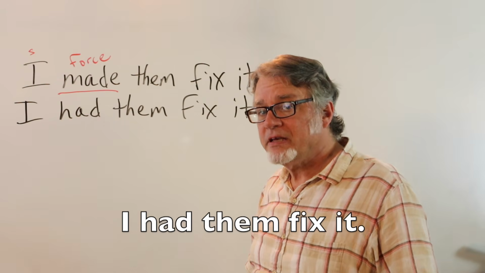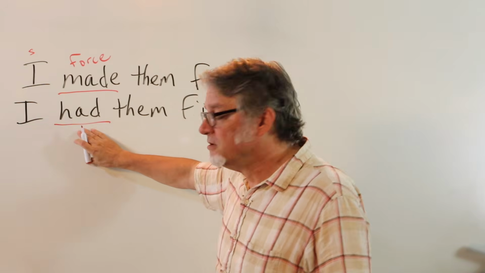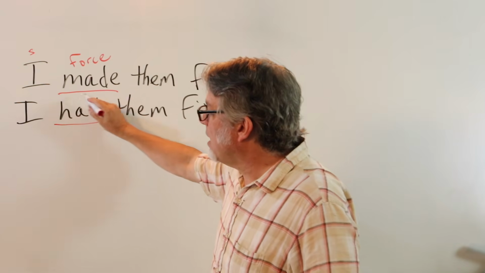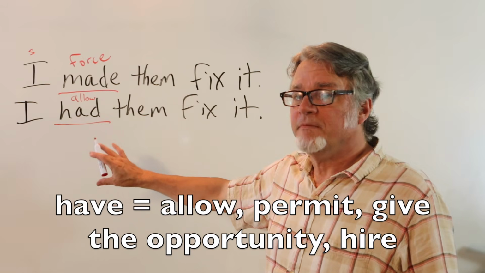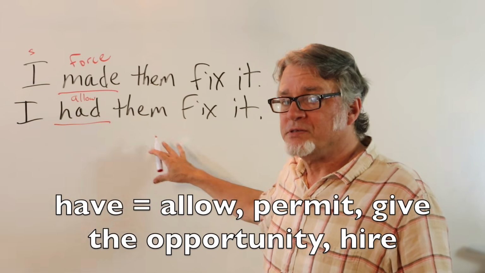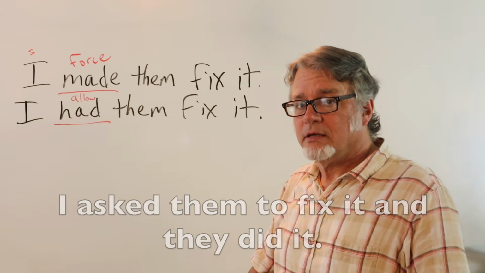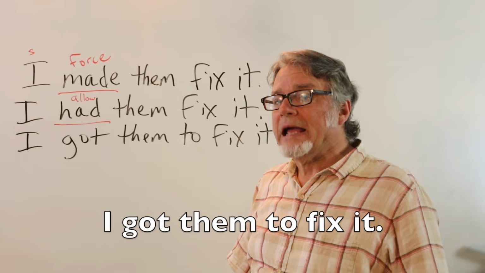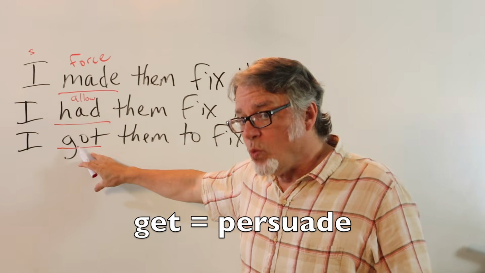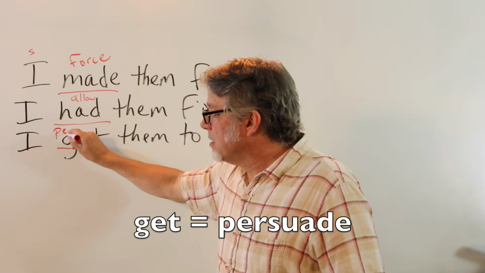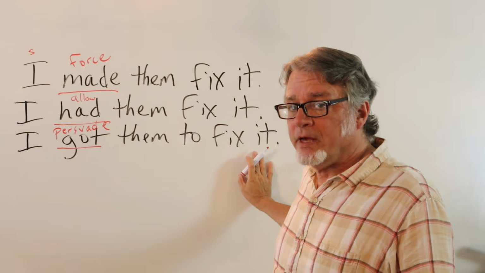I had them fix it. In this sentence, the verb have means to allow or permit. I gave them the opportunity to fix it. I asked them to fix it, and they did it. I got them to fix it. This means that I persuaded them somehow to fix something.